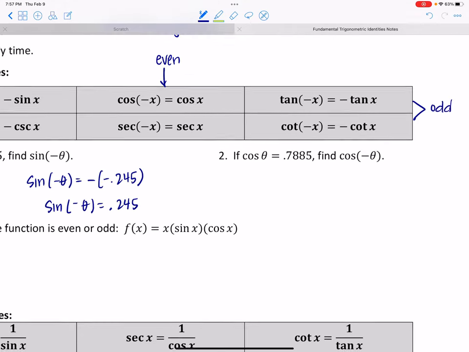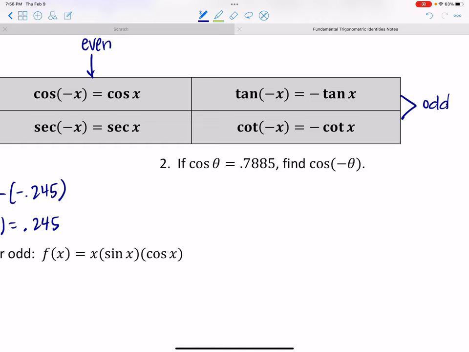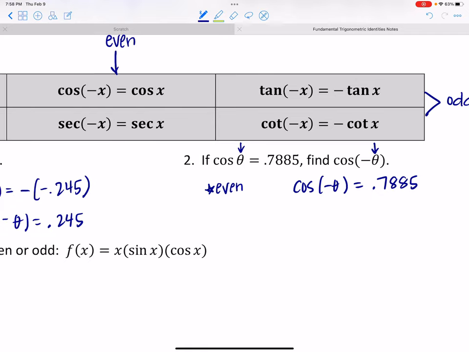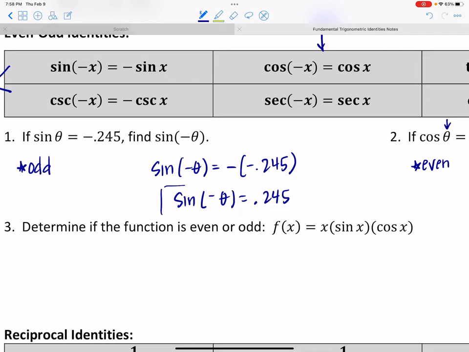Okay, so similar concept here. If the cosine of our angle is 0.7885, we should be able to find the cosine of the negative angle, knowing that this is an even function. When I replace my input with a negative, it doesn't change my output. This is the same cosine that it was before. So if the cosine of theta is equal to 0.7885, then the cosine of negative theta is also equal to 0.7885. Okay? So those are the easy ones there. No work, just using the identity.